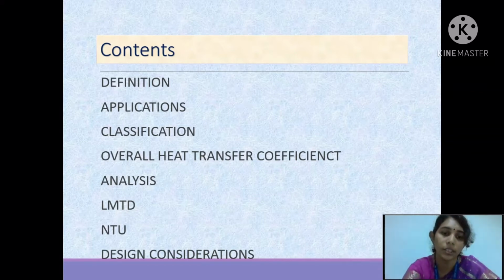And last but not the least, the design considerations. In addition to these analysis processes, there are some other factors that have to be taken into account while designing a heat exchanger. So that also we'll be discussing. So a brief summary of what we are going to see now.